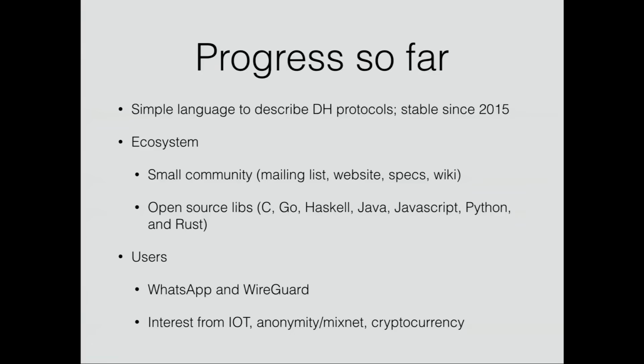Noise-based protocols are used by WhatsApp for client-to-server communication from the app to the server. And WireGuard, which is a next-generation VPN tunnel project by Jason Donenfeld, also uses a Noise-based secure channel protocol. And we're getting interest from some other directions, from people doing Internet of Things embedded systems, anonymity network type systems, and the Lightning Network proposal for Bitcoin incorporates a Noise-based protocol.